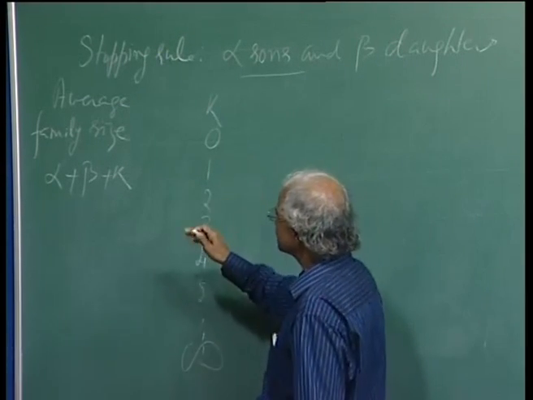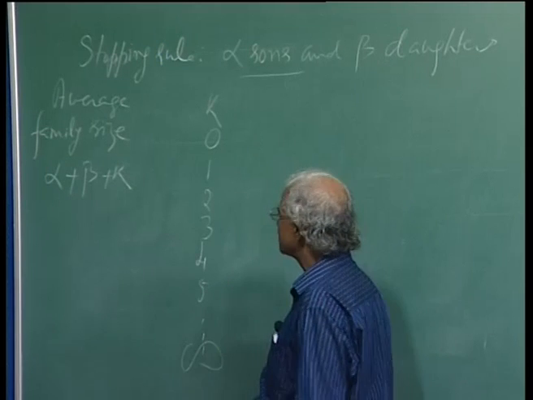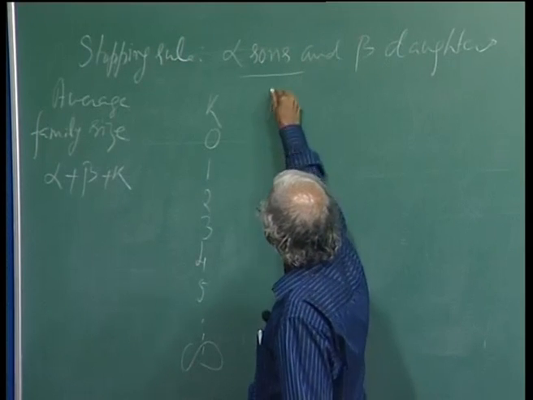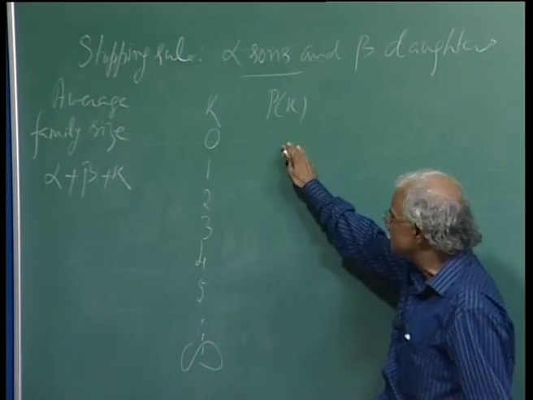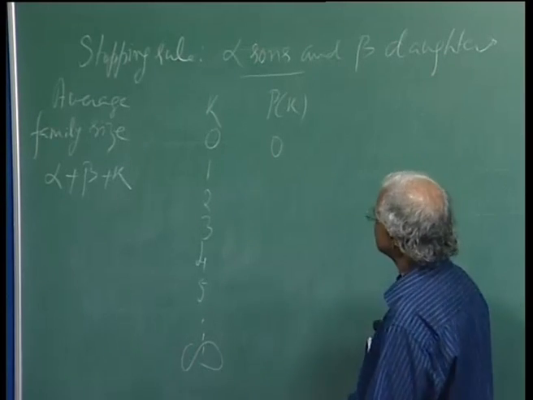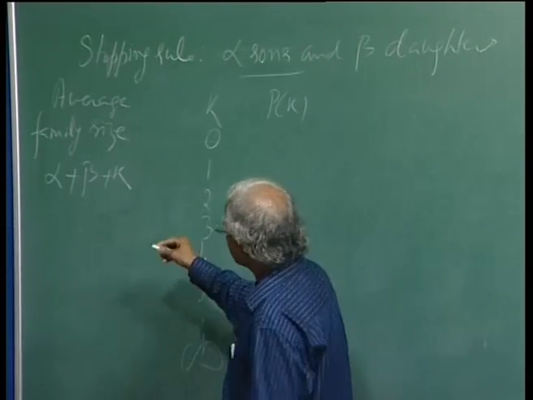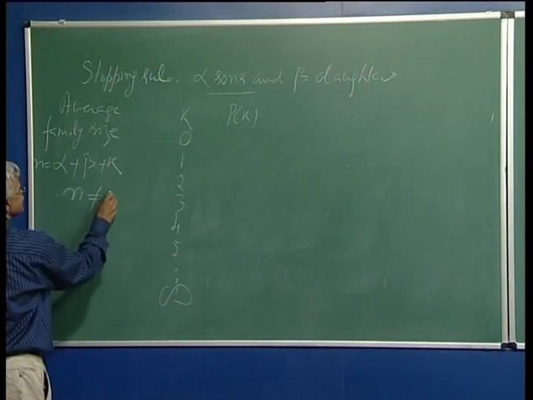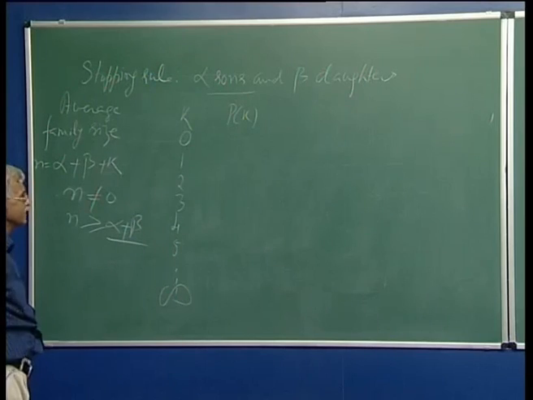Now, when k is 0, that means couples stop after alpha plus beta children. What will be the probabilities? What is the probability of k, how many couples will stop after k? k may be 0, but nobody will stop after 0 children, because everyone has to have alpha sons and beta daughters. So k can be 0, but the number of children n cannot be 0. n has to be more than or equal to alpha plus beta. So, k can be 0.